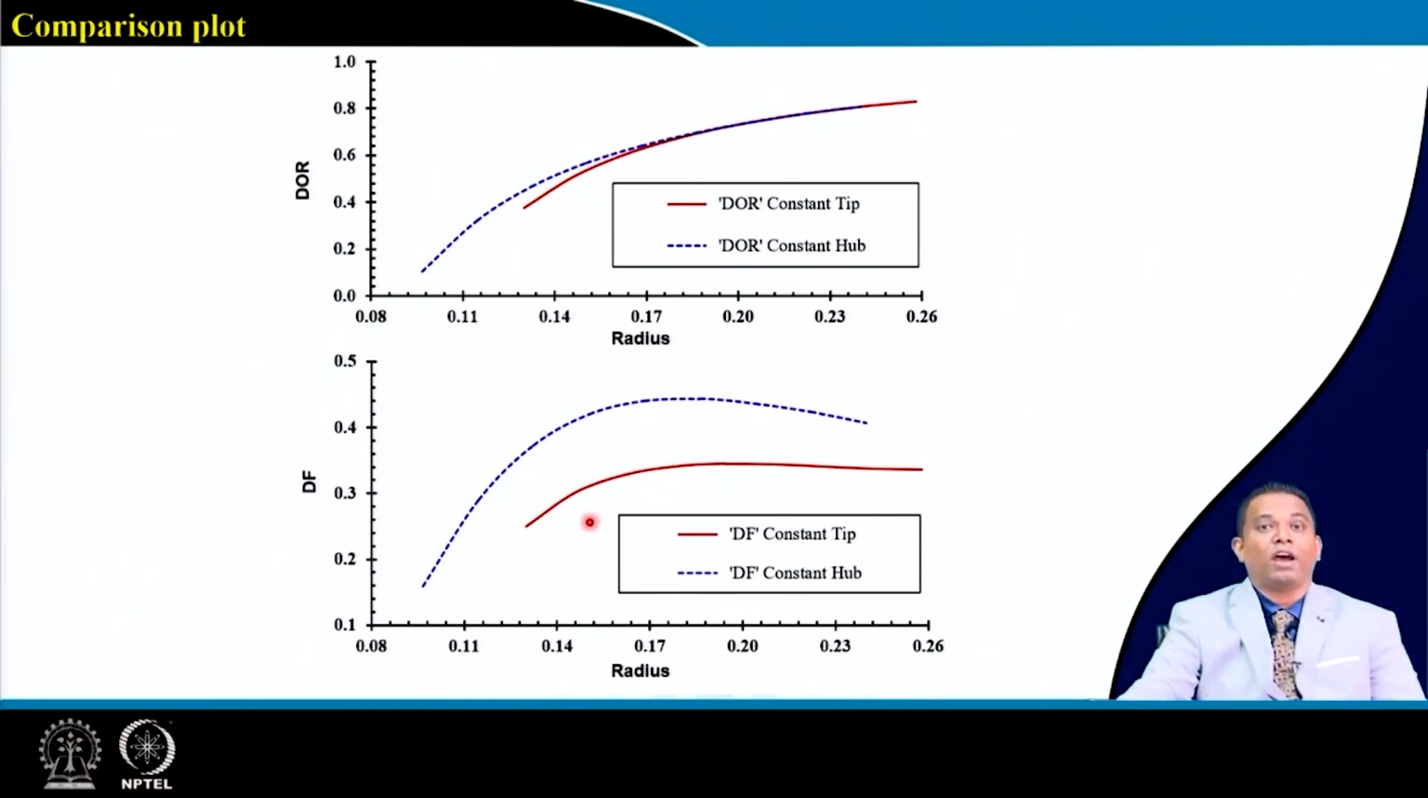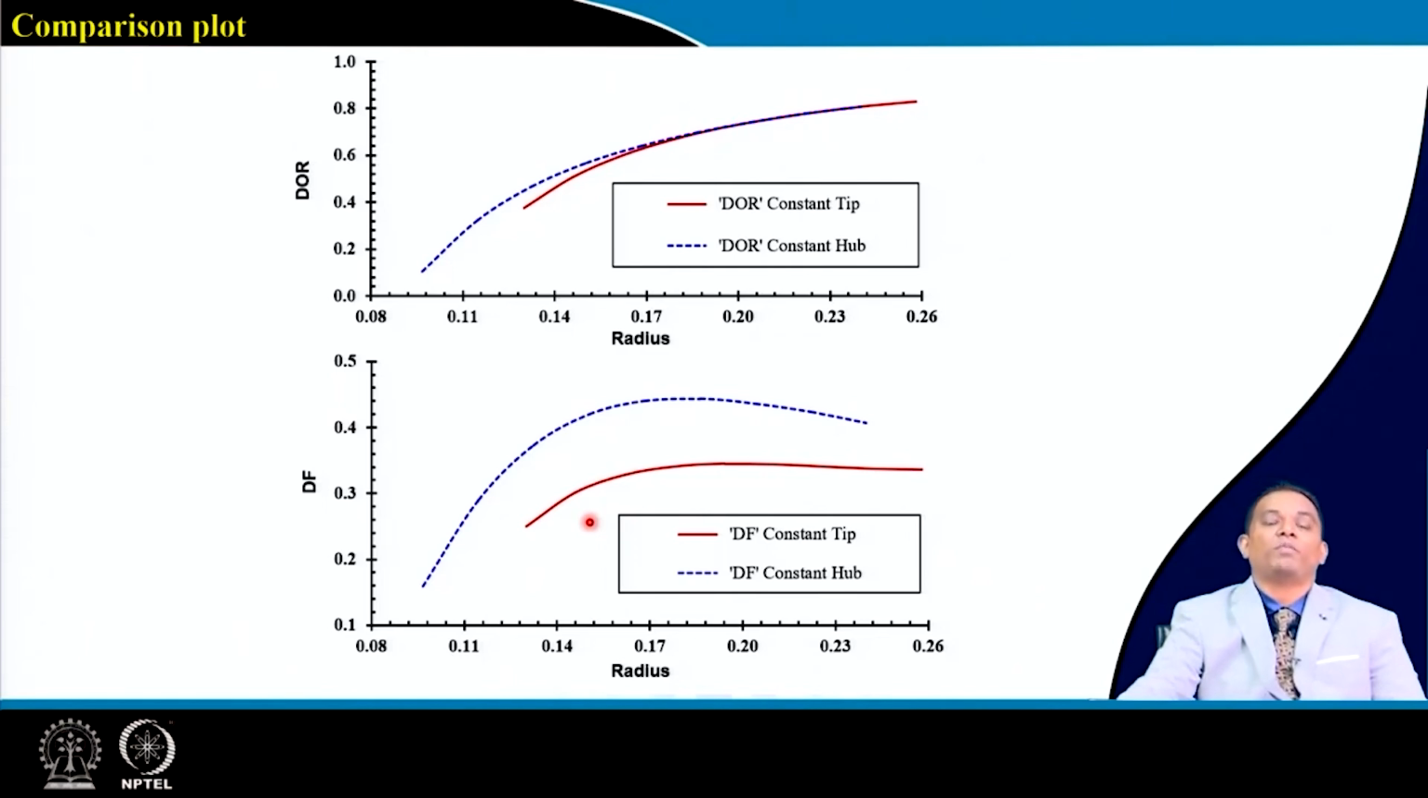So do not say that a constant tip diameter design is better than the constant hub diameter configuration or design. This is all about what numbers you are selecting. Again and again I am saying the same thing: you need to be a little careful about how you put in delta P0.